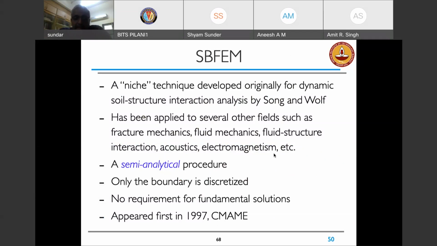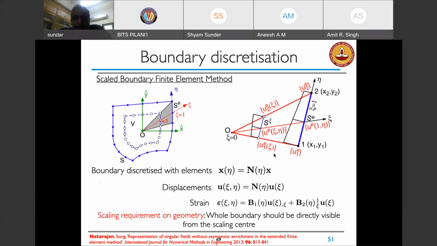The beauty of the method is that it is semi-analytical. And the reason why I say it is the best of both is that, like the finite element method, it doesn't require any fundamental solution. And like the boundary element method, only the boundary is discretized, right? So it's quite a recently introduced method. It was only introduced in 1997. So it's not as old as the finite element method, but it has a lot of advantages when compared to the finite element method.